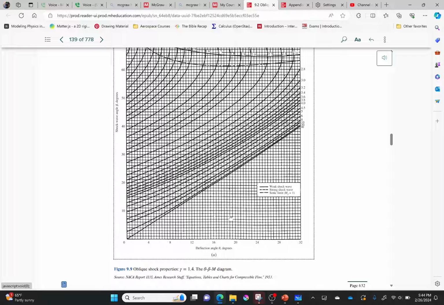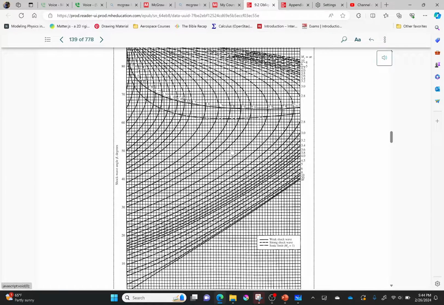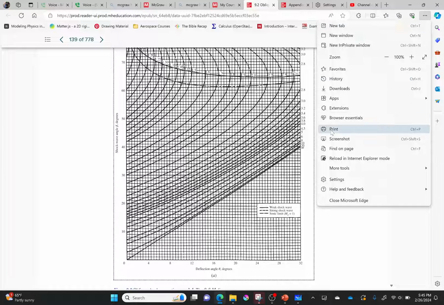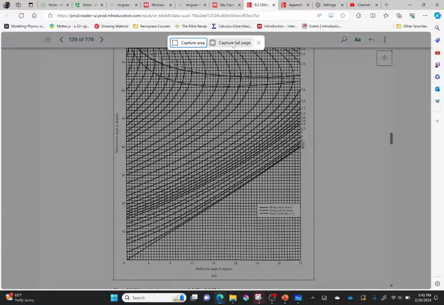So the bottom gives me my angle theta. The side gives me my shock wave angle beta. And then I have all these lines here. So what I'm looking for is, let's see here. I have my Mach number of 5, which is this line right here. This is going to be impossible. I'm just going to go ahead and write on my screen. What am I doing here? Making it too hard on all of you.